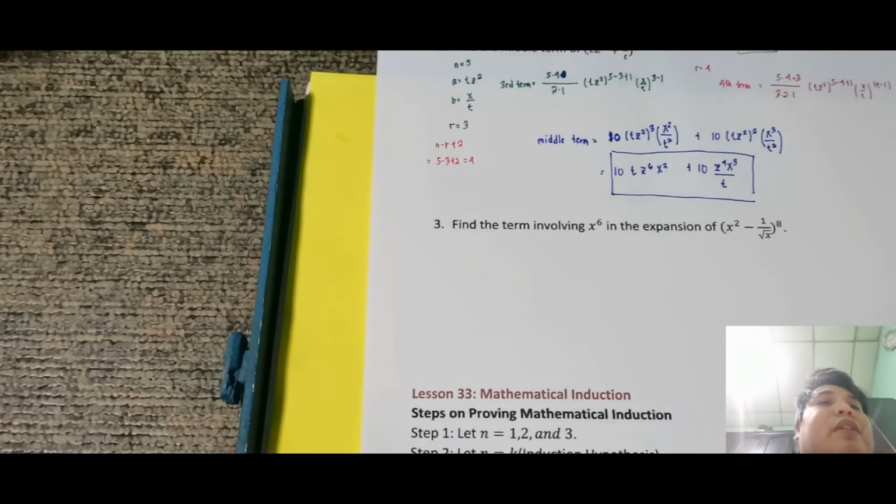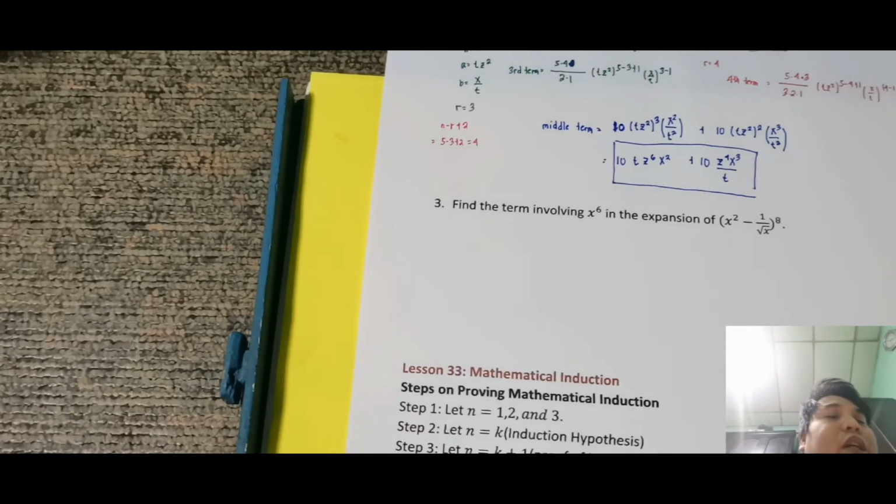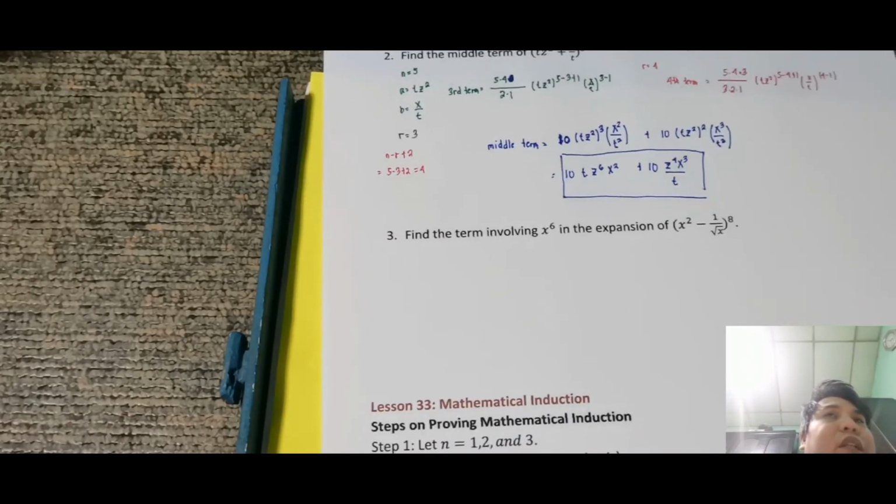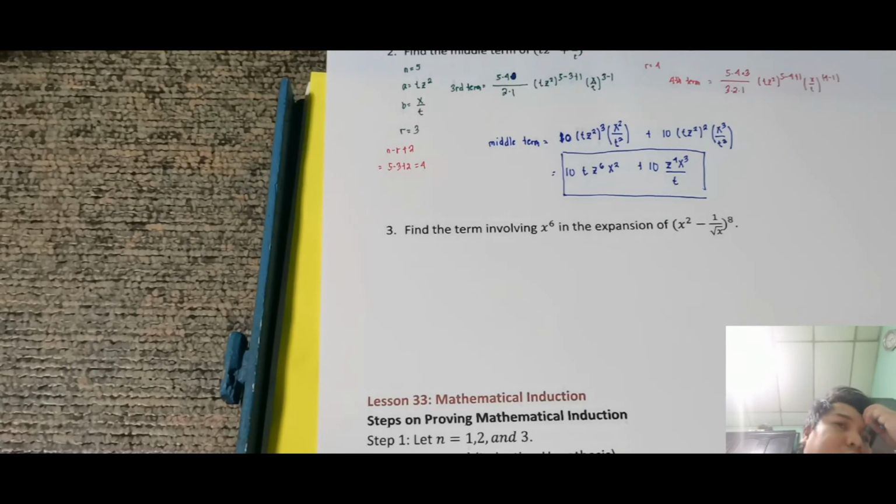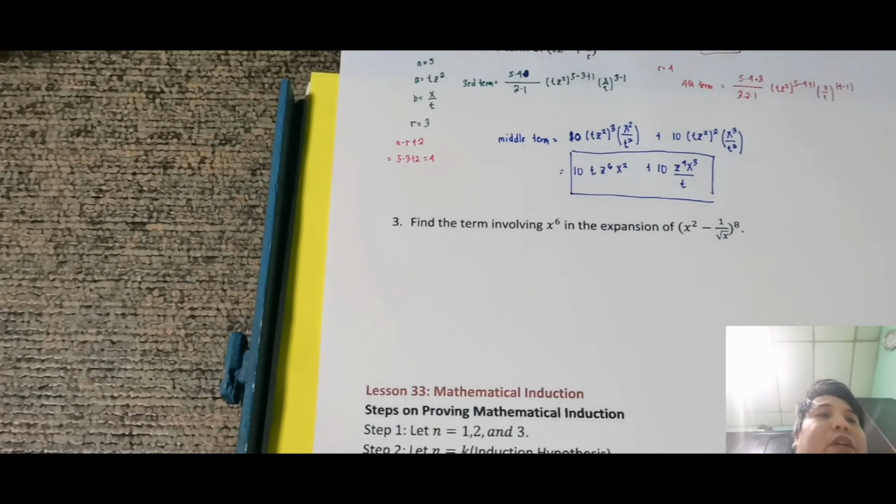So, find the terms involving x raised to 6 in the expansion of x squared minus 1 over square root of x raised to 8. So, kung napansin mo, dito naman iba. Hahanapin mo yung term. So, anong term yun? So, hanapin natin mismong term na yun. Hindi natin alam kung pang ilang term. So, meron tayong 9 term dyan kasi raised to 8 yan. So, hindi natin alam pang ilang term siya. So, hindi natin pwede i-apply yung formula right away. Okay, so ano ba diskarte na gagawin natin?